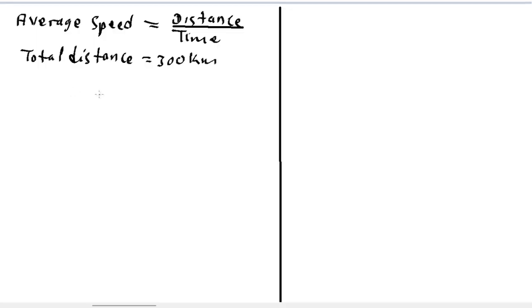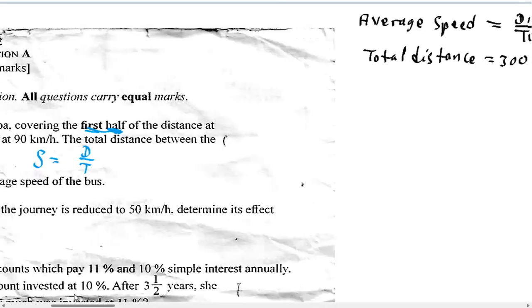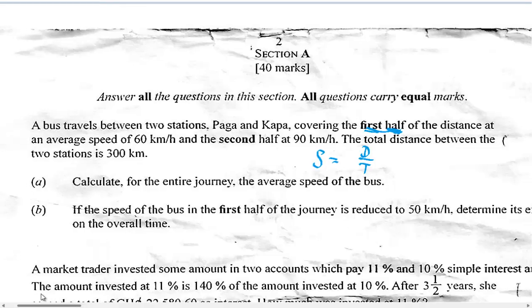We know that the entire journey has been divided into two: first half of the journey and the second half of the journey. The first half of the journey, the bus was moving at 60 kilometers per hour. So we can read the question again to get what we are trying to say here clear. We have a bus that travels between two stations, Baga and Kappa, covering the first half of the journey at an average speed of 60 kilometers per hour.